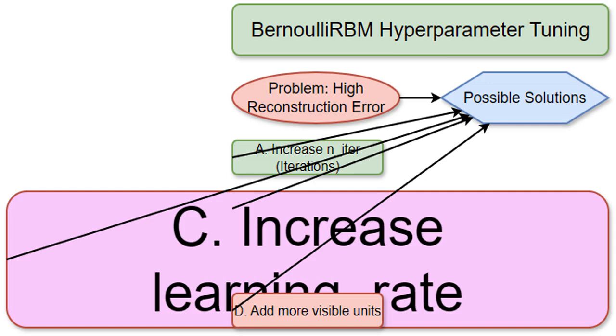Increasing the learning rate might seem like a good idea to speed up learning, but it could lead to instability and prevent the model from converging to a good solution. It could overshoot the optimal weights and fail to find the best solution. Imagine trying to find your way across a maze by taking giant leaps. You'd likely miss the path entirely.